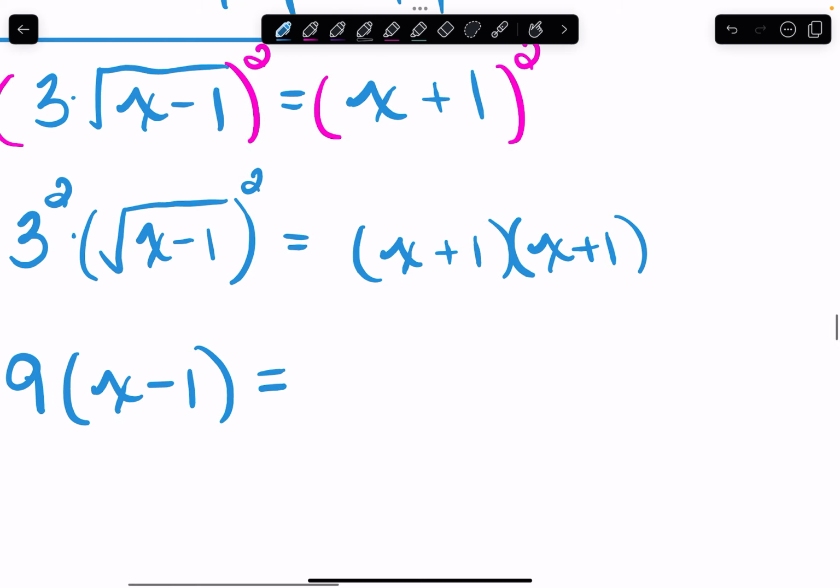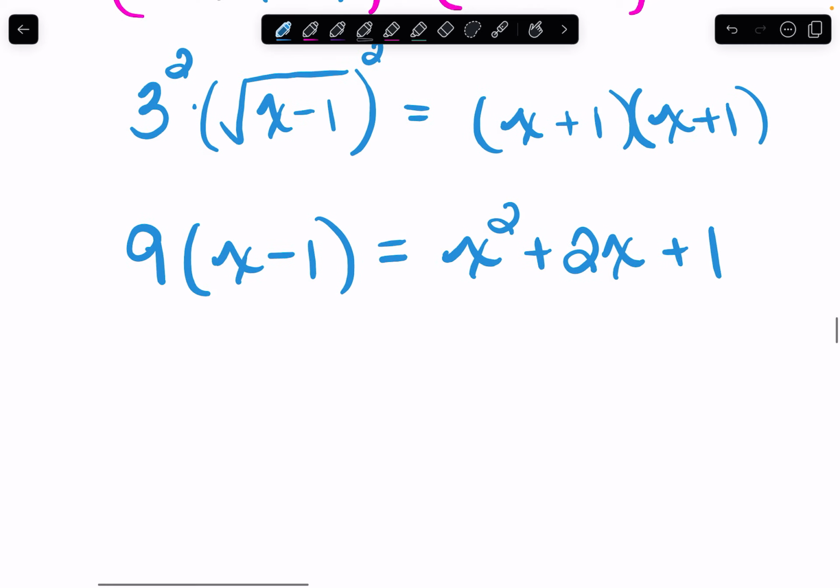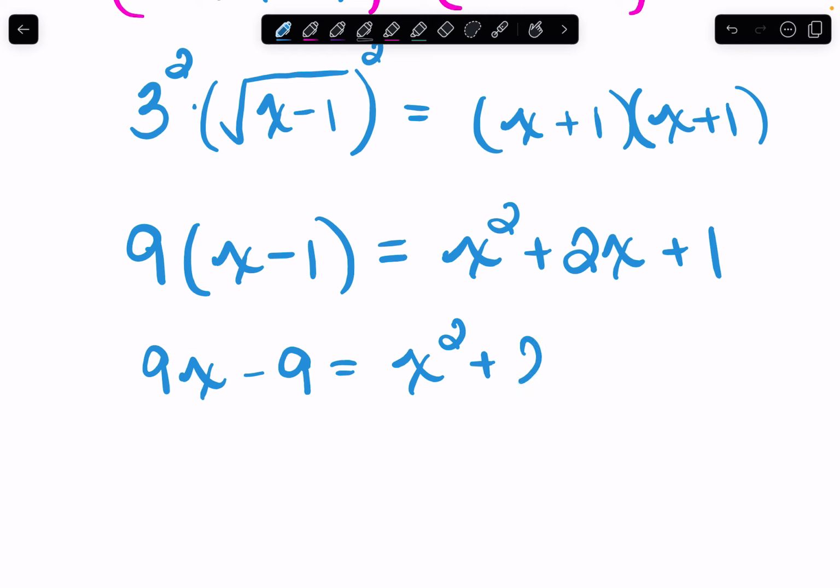On the other side, we do FOIL: first, outside, inside, last. So we're going to get x squared plus x plus another x, so I'm going to go ahead and combine those to 2x plus 1. We have x squareds and singular x's, so we need to get everything onto one side. So I need to distribute my 9. That's 9x minus 9 equals x squared plus 2x plus 1.